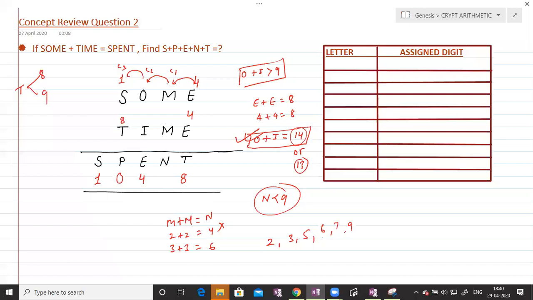Let's say 3 plus 3 is 6, not given anywhere. So plug in 3 here, plug in 3 here, it means 6 here. So 3 is gone, 6 is gone. What is left out? 2, 5, 7, 9, right?